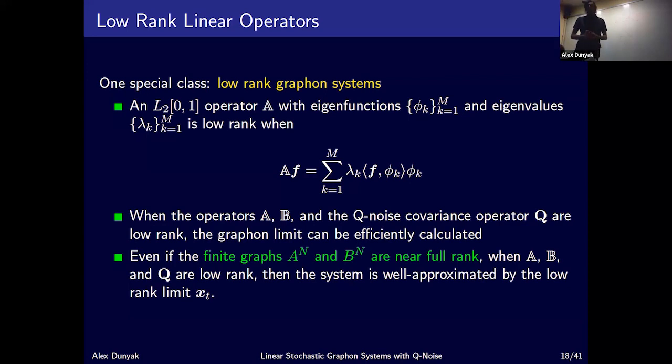Now, the interesting thing is that when you have a finite graph that has a large number of nodes, which, when you look at the adjacency matrix in the limit, has a low rank graphon, you can approximate the finite graph system with the low rank graph limit very well.